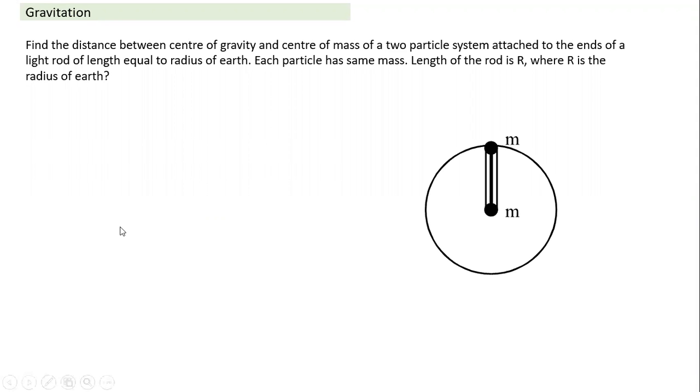This is a little different question, so let's try and understand it. Find the difference between the center of gravity and the center of mass of two particles attached to the ends of a light rod of length equal to the radius of Earth. So there's a light rod here. It is equal to the radius of Earth. This is the radius of Earth.